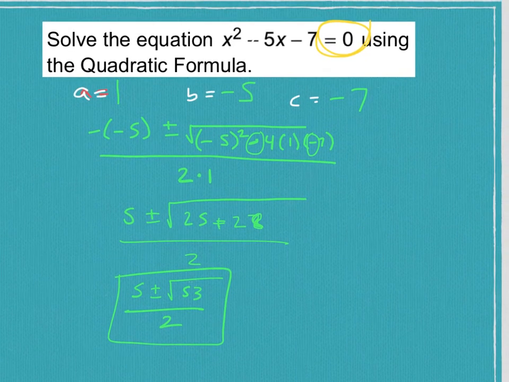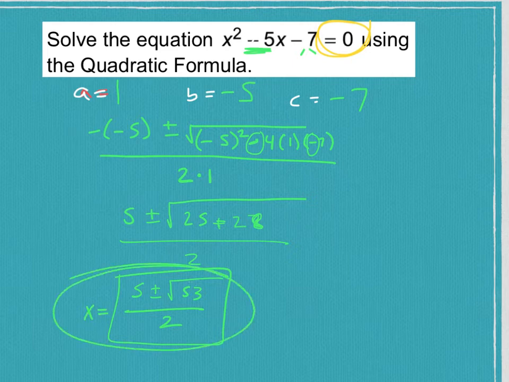Right, we just leave this as the answer. We use the quadratic formula because we don't have two factors of negative 7 that add to negative 5. So we can't factor like we did before. To find what answer solves this equation, what we get for x as our answer, we have to use the quadratic formula. So x is equal to this whole thing. It's actually not a whole number that we get when we solve this equation. It's 5 plus or minus the square root of 53 over 2.